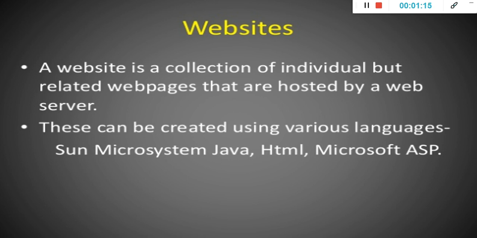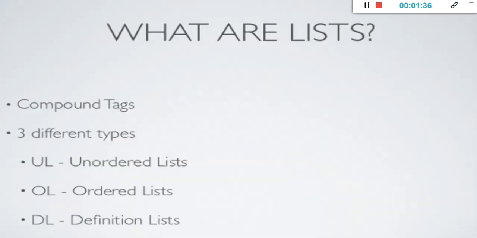See, a website is a collection of individual but related web pages that are hosted by a web server. These can be created using various languages: Sun Microsystems Java, HTML, Microsoft ASP.NET, etc. Okay. Now we'll move to our main point, that is, what are lists? There are a total of 3 types of lists in HTML.